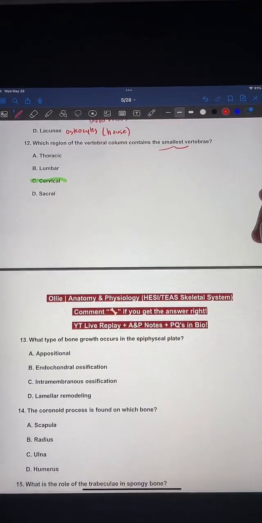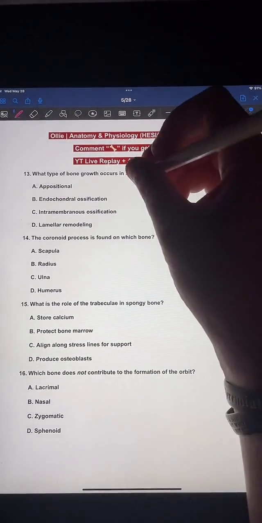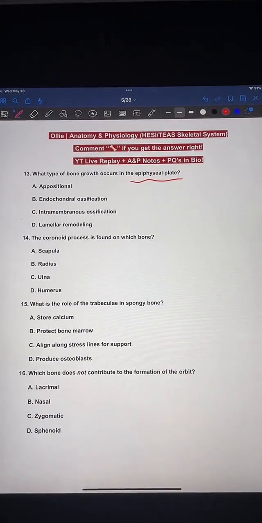Let's move on to number 13. What type of bone growth occurs in the epiphyseal plate?